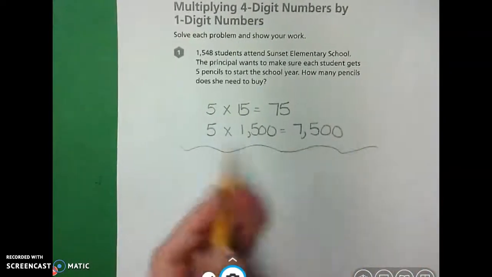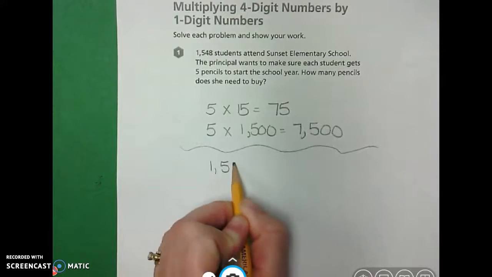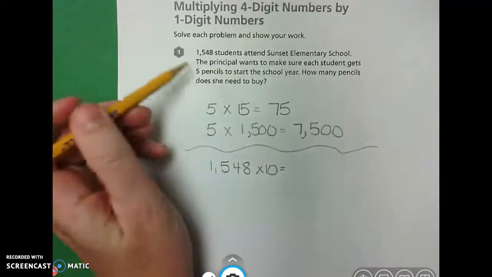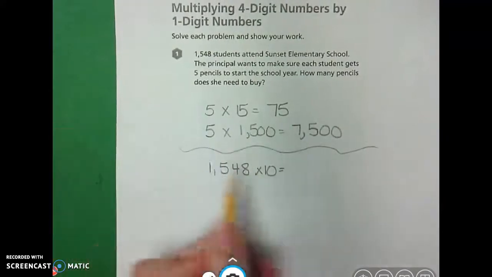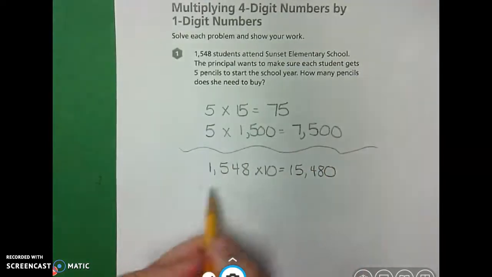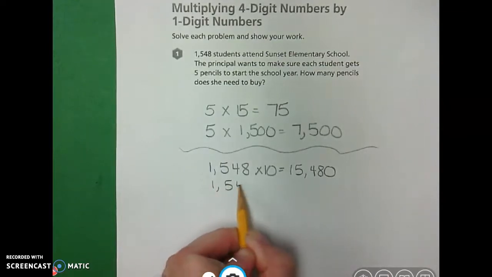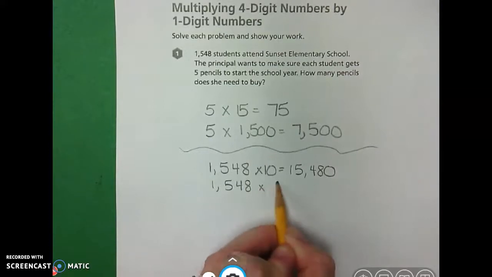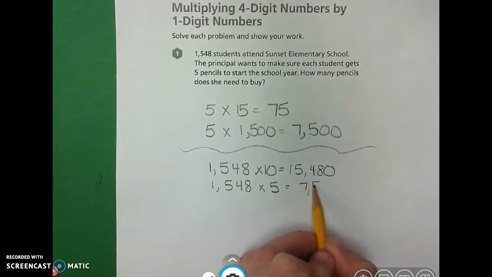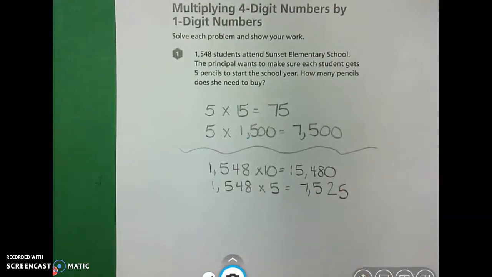Another way that you could look at this is to say, all right, well, I know that 1,548 times 10, see, I doubled the 5 into a friendly number of 10, is 15,480. So I know that 1,548 times 5 is half of that. Half of 10 is 5. And that is about 7,525. Now that's also another good estimate.